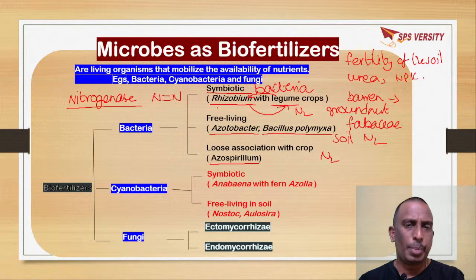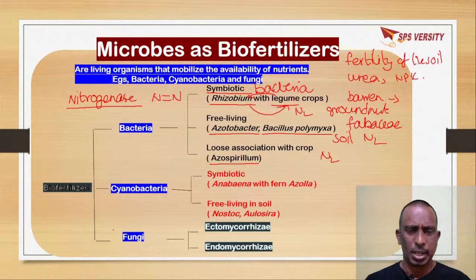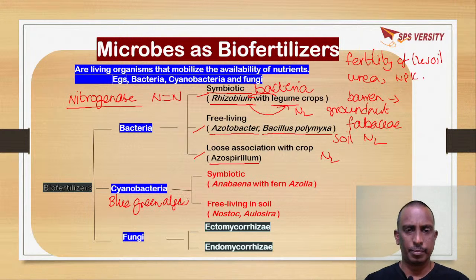So plants depend on microorganisms for their nitrogen needs, like bacteria, cyanobacteria, fungi. In bacteria there are symbiotic ones like Rhizobium, non-symbiotic ones like Azotobacter and Bacillus, and loosely associated with crops, Azospirillum. And when you come to cyanobacteria, which are called blue-green algae.